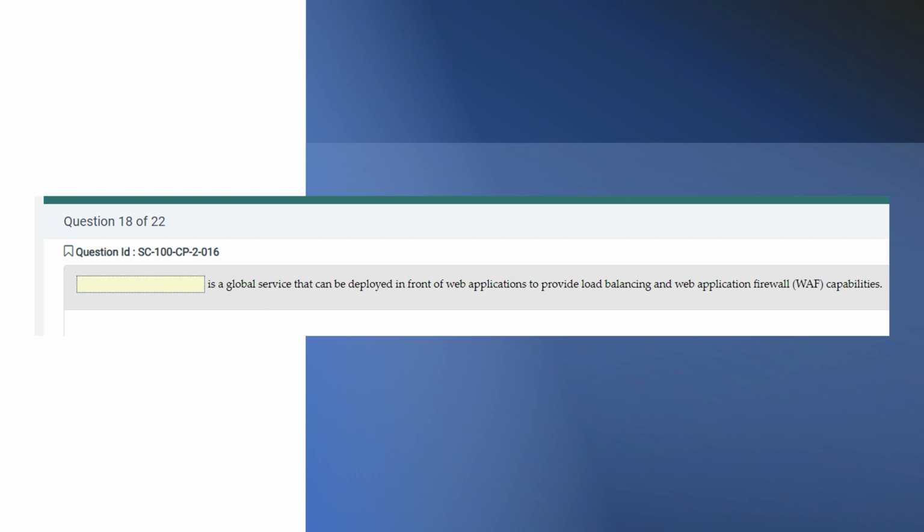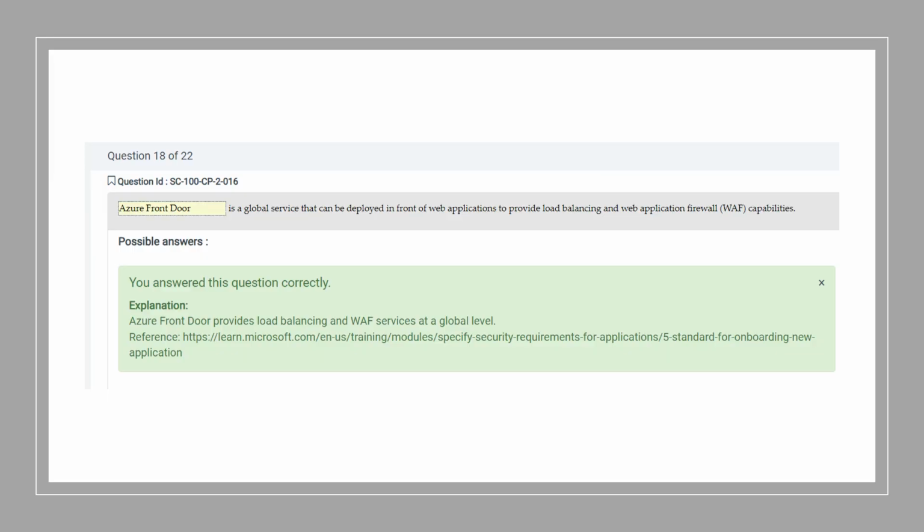Question 18. Blank is a global service that can be deployed in front of web applications to provide load balancing and web application firewall, or WAF, capabilities. And the correct answer is Azure Front Door. Azure Front Door provides load balancing and WAF services at a global level.